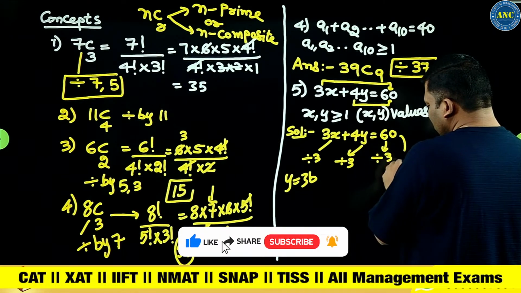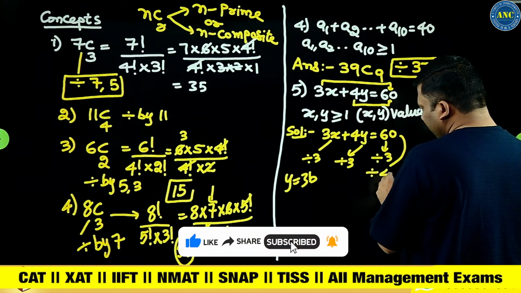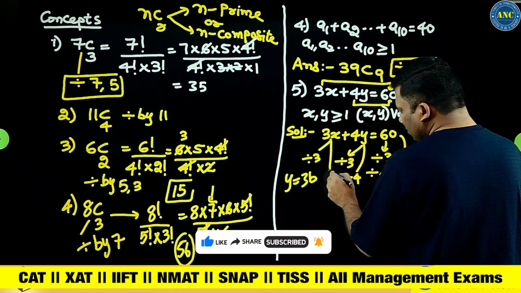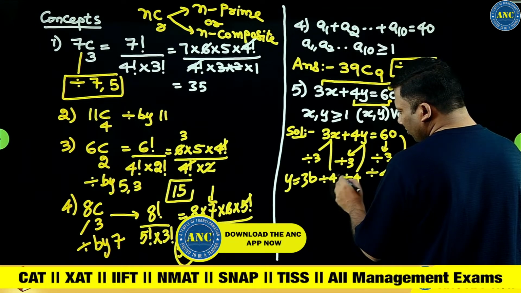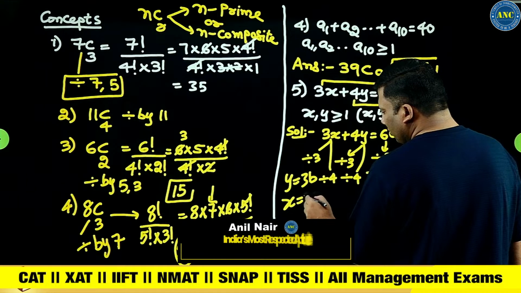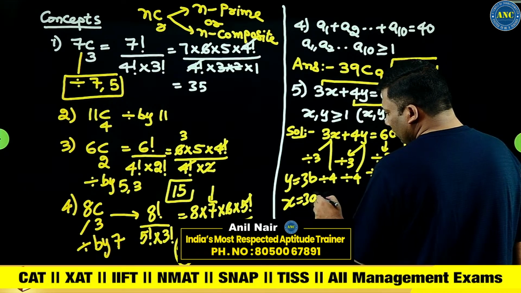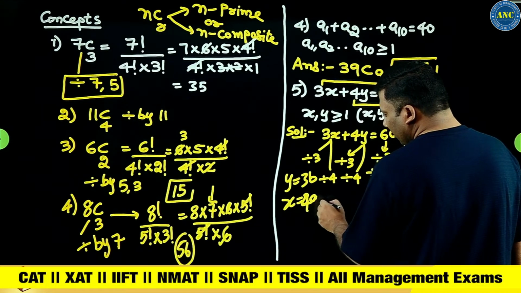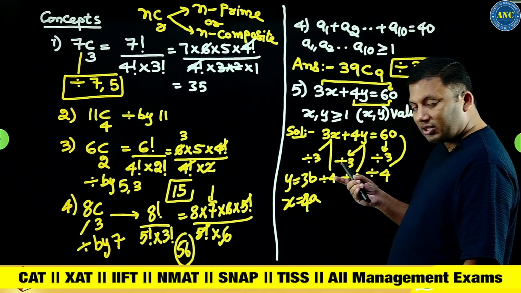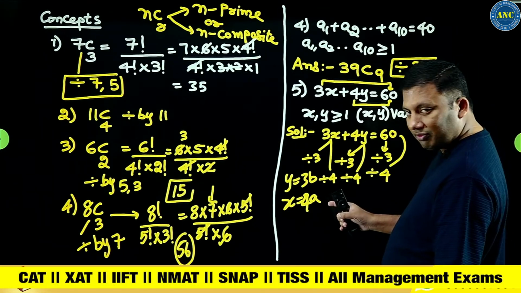Next one. 60 is divisible by 4. 4y is divisible by 4. That means 3x should be divisible by 4. 3 is not divisible by 4, so x should be divisible by 4. Are you all with me? So, y should be divisible by 3 and x should be divisible by 4.